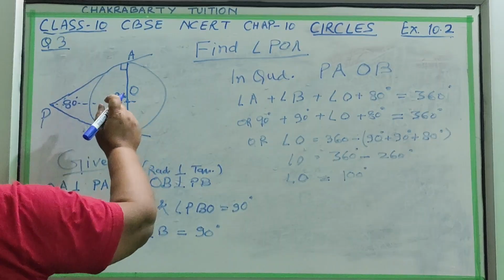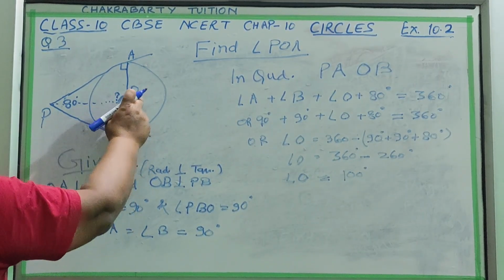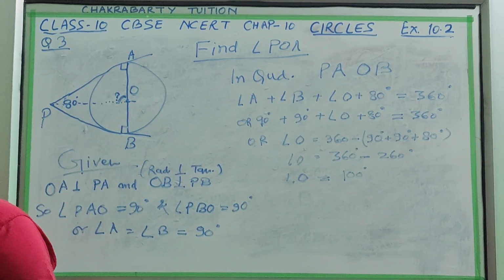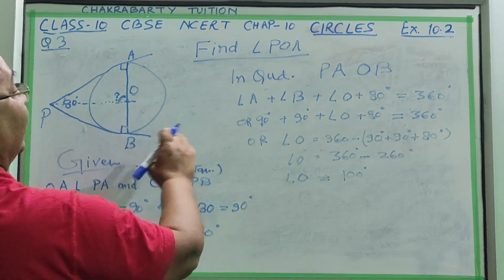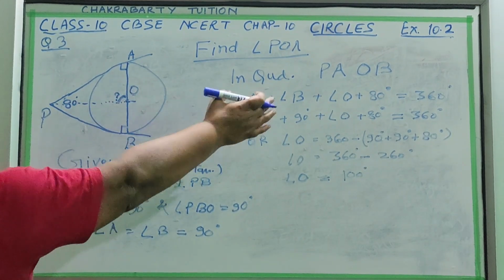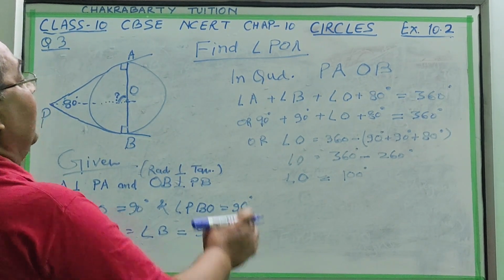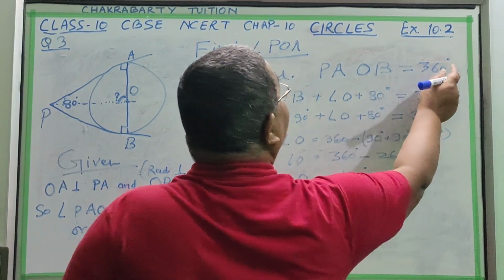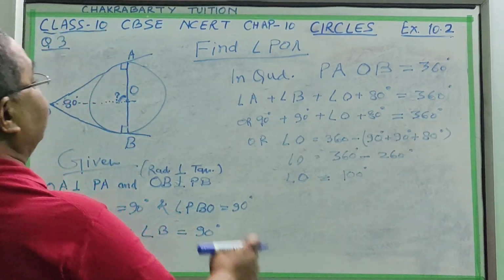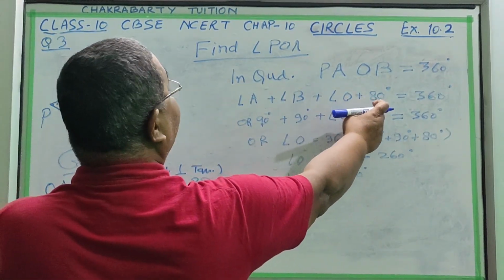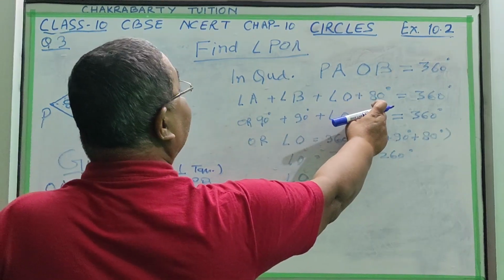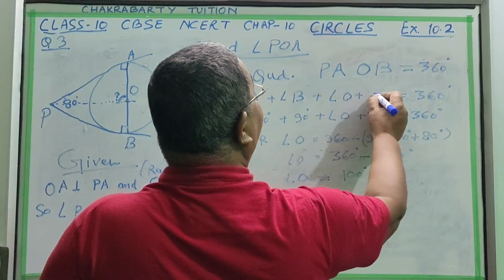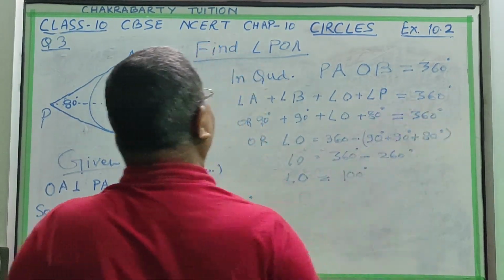Now the quadrilateral is PAOB. In this quadrilateral, you have to find angle O. So we will take the angle sum property for the quadrilateral. In a quadrilateral, the sum of angles will be equal to 360 degrees. It means angle A, angle B, angle O, and angle P will be equal to 360 degrees.